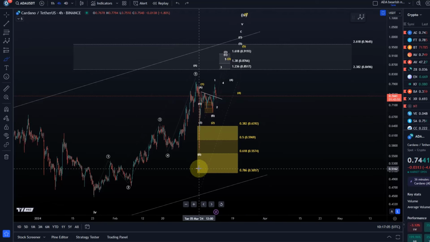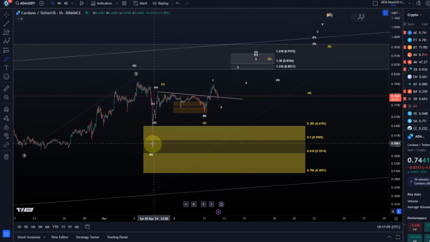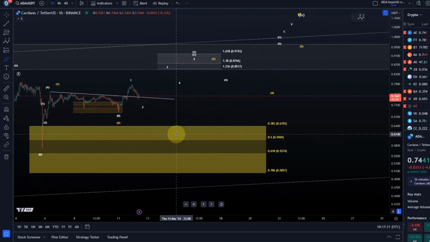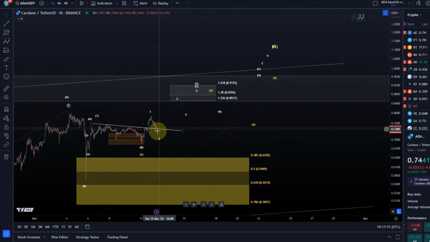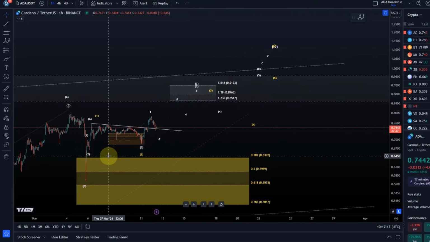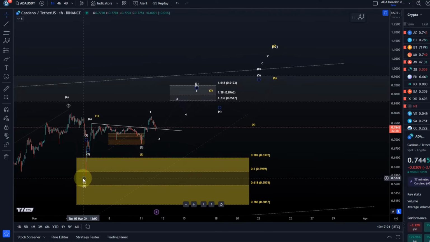So what we now need to do is focus on this upside move, which started on the 5th of March. And what we ideally see is a 5-wave pattern to the upside now. First of all, if this is a C wave to the upside that started on the 5th of March, then it should be a 5-wave pattern.